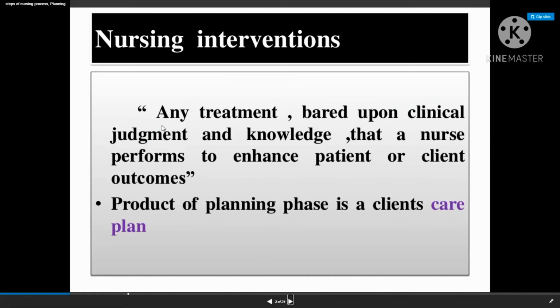Under nursing intervention, any treatment based upon clinical judgment and knowledge that a nurse performs to enhance patient or client outcomes. The product of the planning phase is a client's care plan.